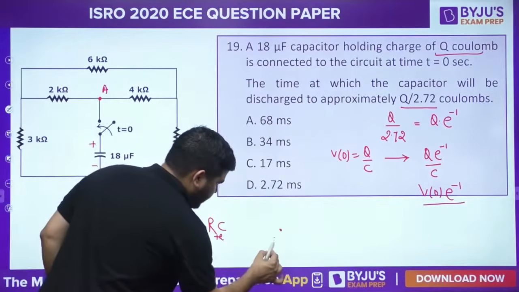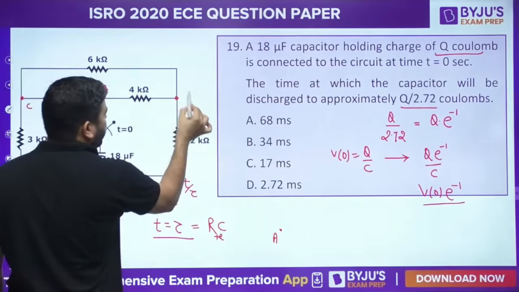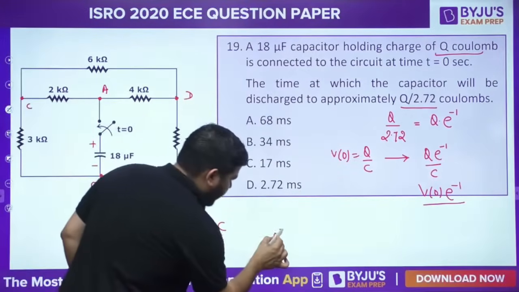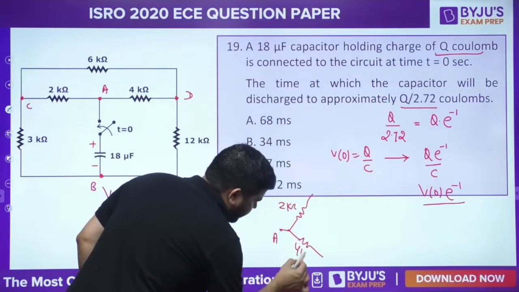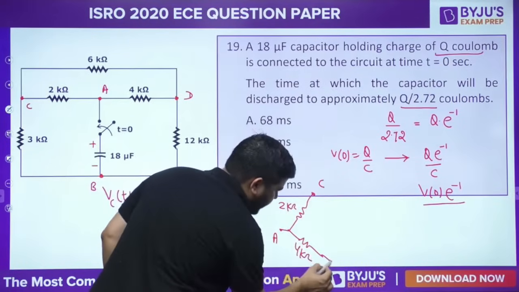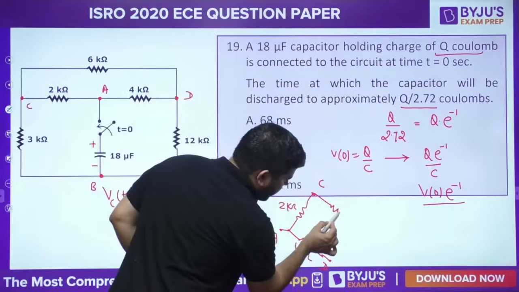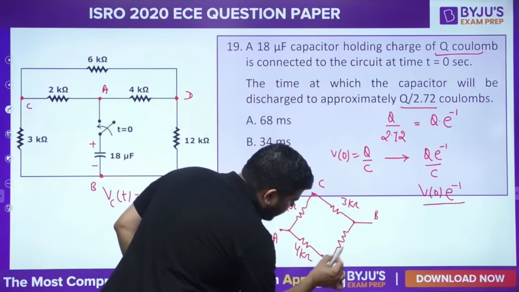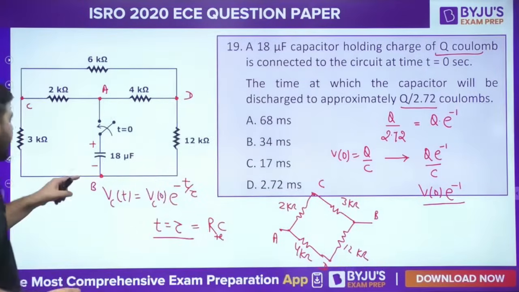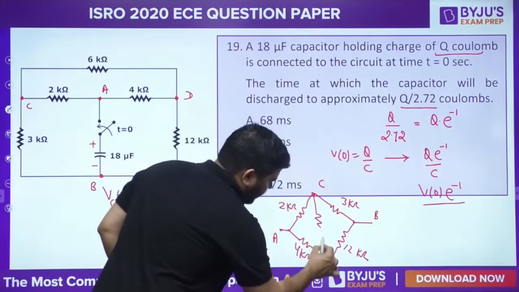From A, you can see that there are 2 paths. One path is going to C, one path is going to D: 2 kilo ohm and 4 kilo ohm. One is going to C, one is going to D. Now from C to B and D to B. From C to B you have 3 kilo ohm. And from D to B you have 12 kilo ohm. And there is one more resistance in between. From C to D you have 6 kilo ohm.